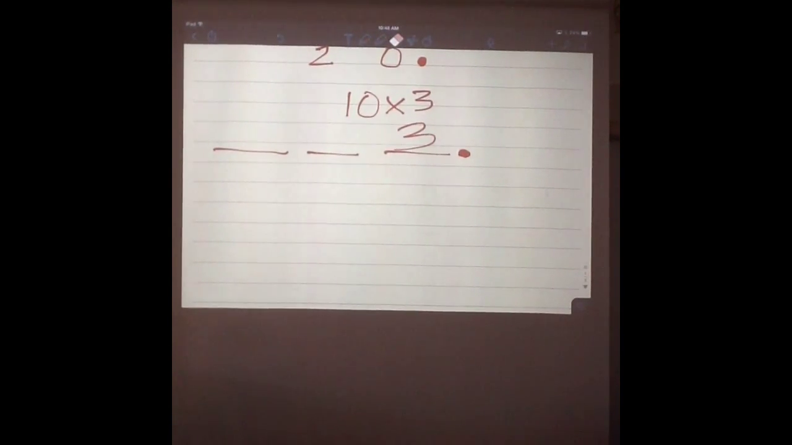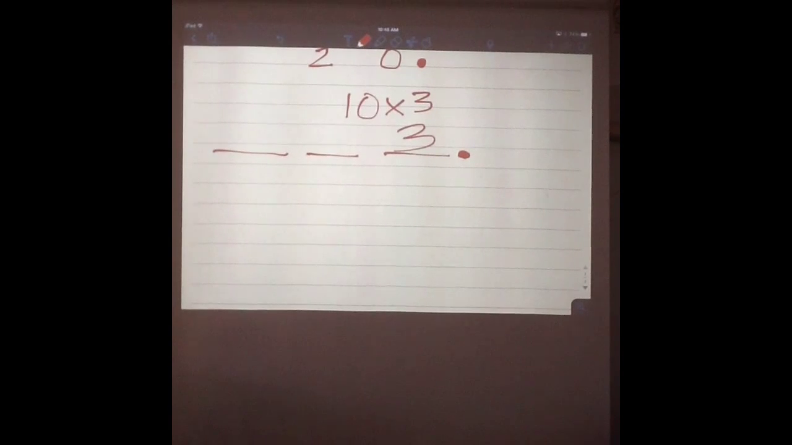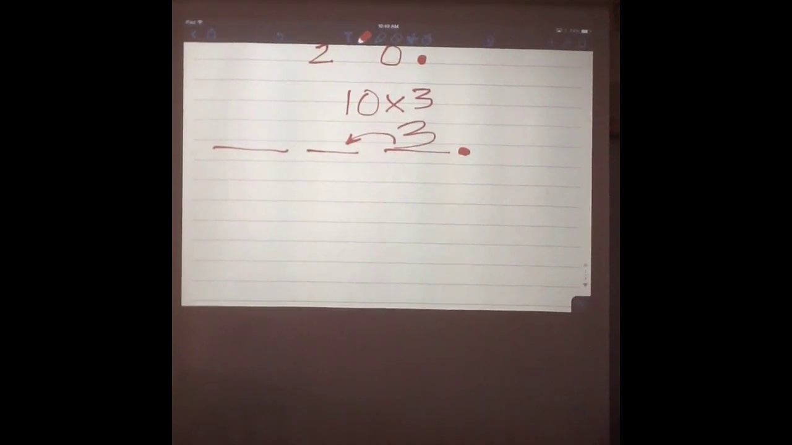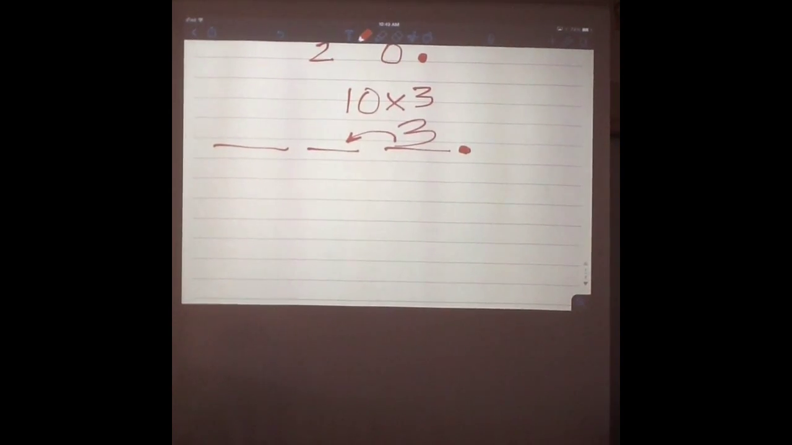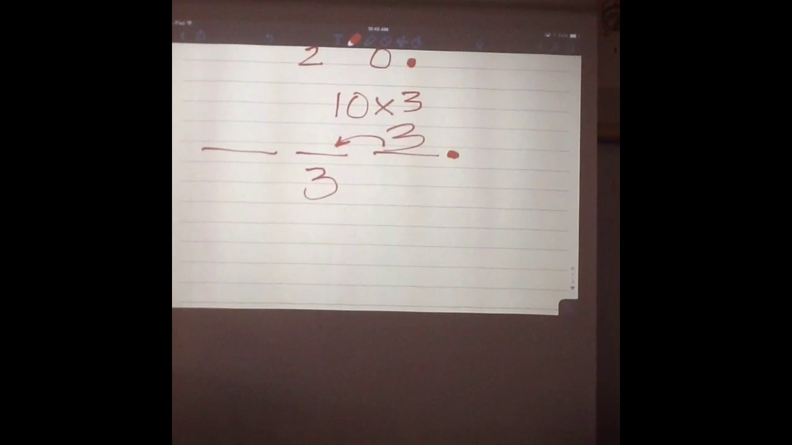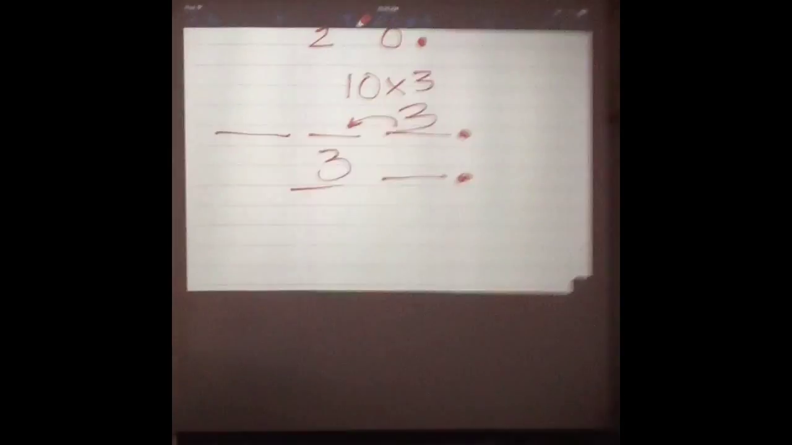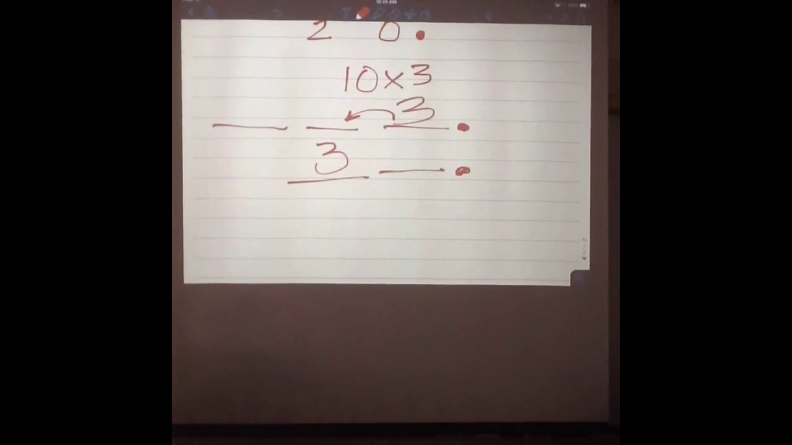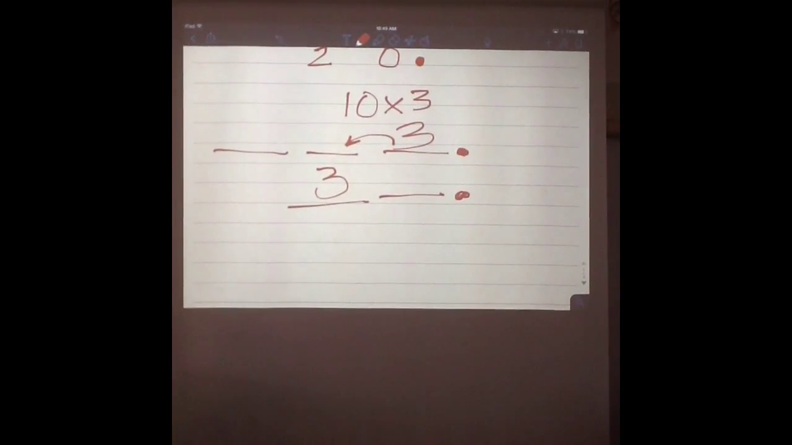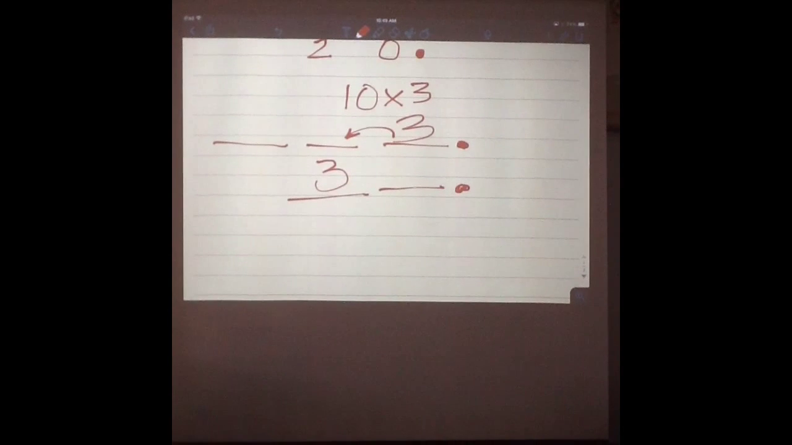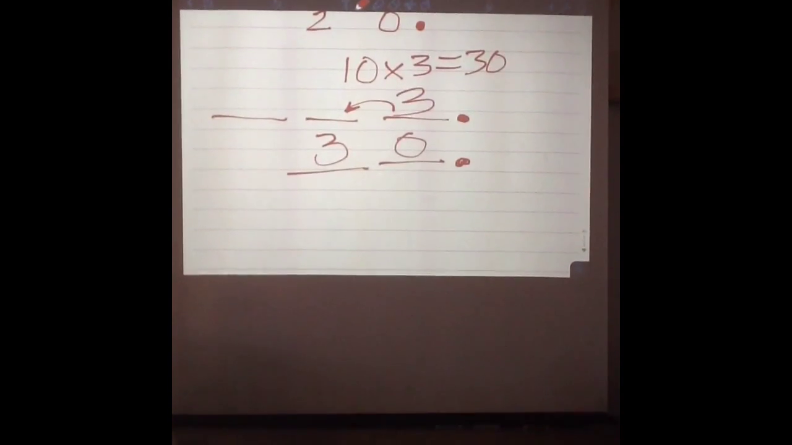Smart move, people. Now, we're going to multiply it by 10, so how many places over is it going to go? 1. It's going to shift. It shifts over one place. So now we have an empty place, and we have a decimal. What goes in between the 3 and the decimal, in the empty place? 0. So we know that this is 30, right?